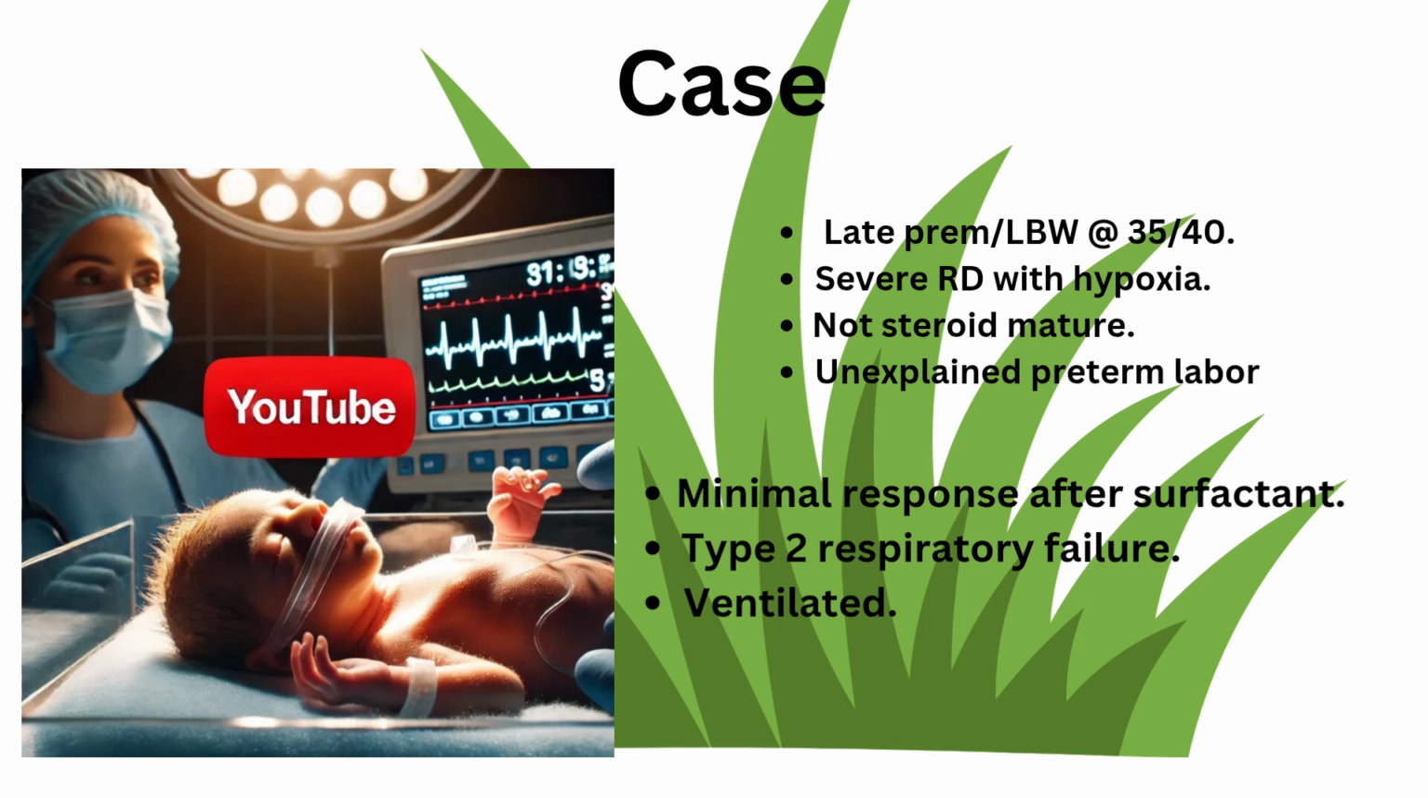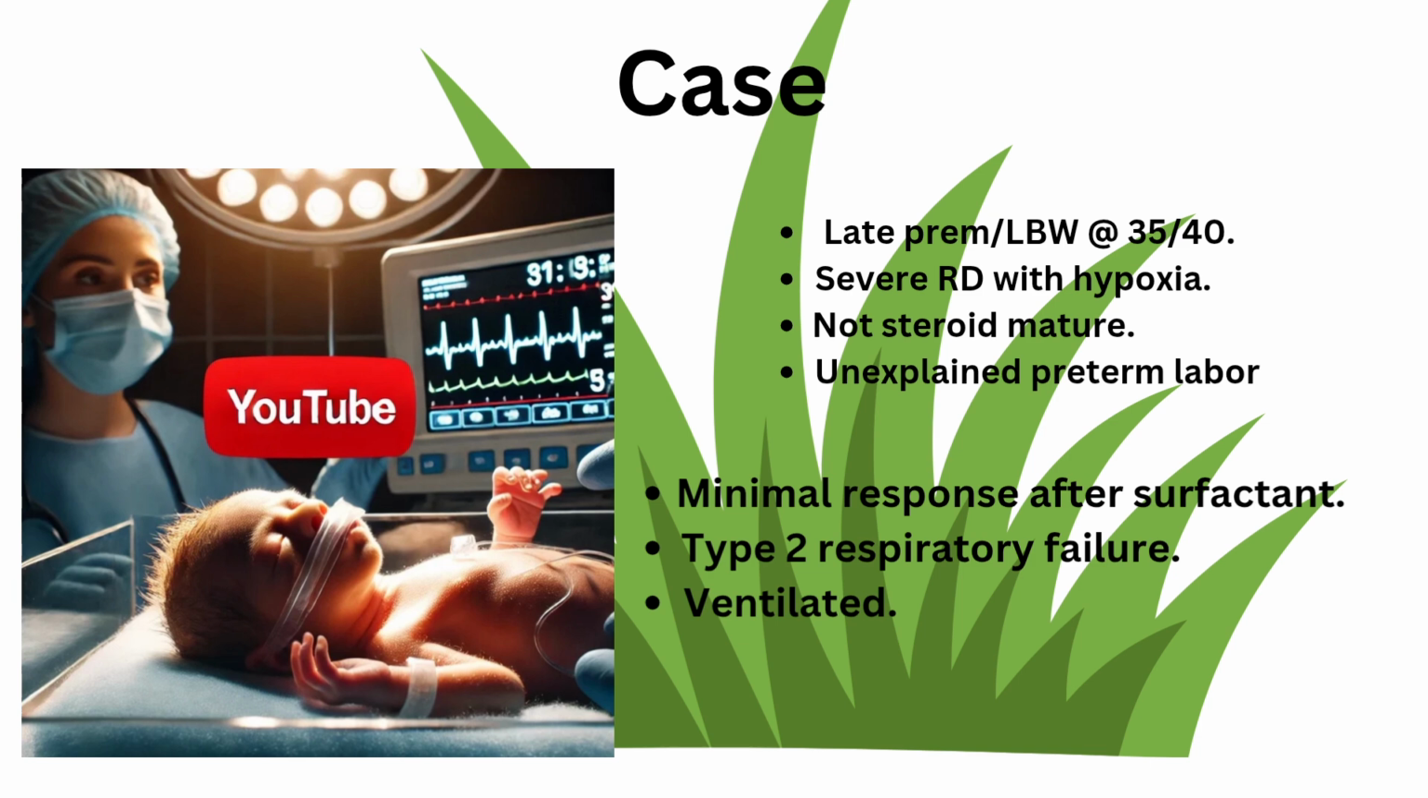So the case that we'll be basing our discussion on this week is a day 4 late preterm neonate, 35 weeks corrected gestational age, low birth weight of 1.5 kgs, who was born with severe respiratory distress associated with hypoxia. On further history inquiry, this was a child who was not steroid matured and it was an unexplained preterm labor. So based on this, an initial assessment of HMD was made and the patient was admitted in NICU, was started on CPAP and surfactant was given.